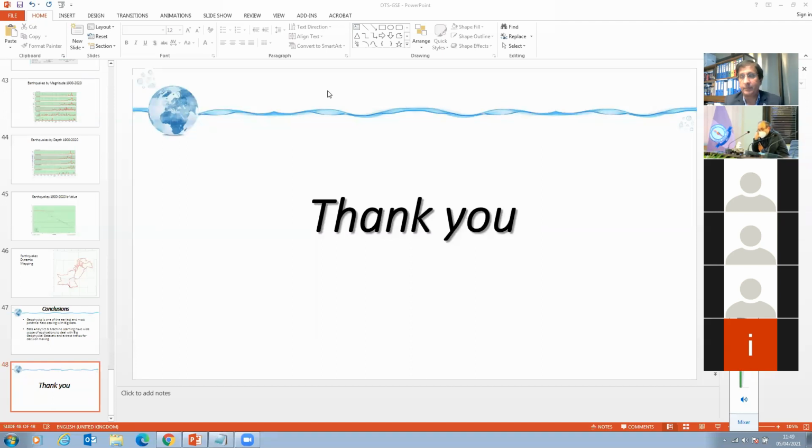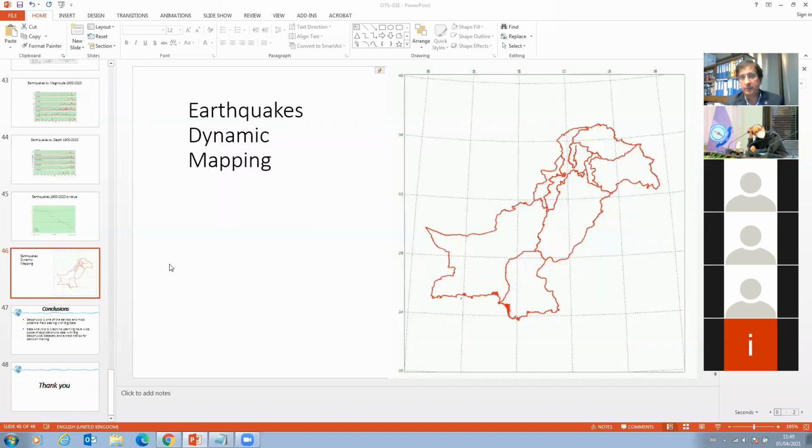Sir, please, if you go to slide number 46. Yes, this is basically the map where we had the dynamic map. Sir, the areas which look to be safer, can you identify these areas in this map where there is less probability of having earthquakes?